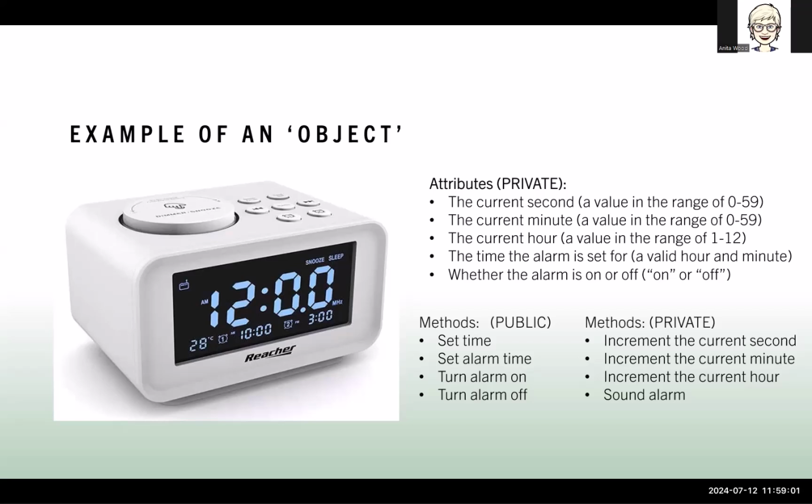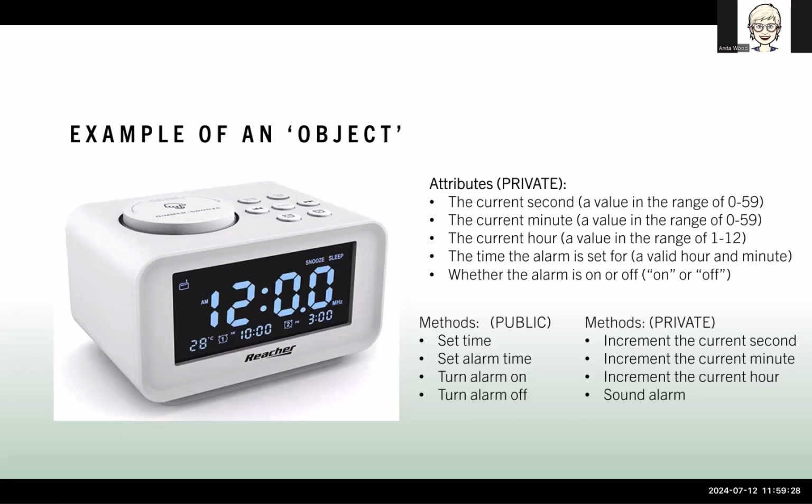You, the user of the alarm clock object, cannot directly manipulate these attributes because they're private. To change the attribute's value, you must use one of the object's methods. So here are some of the alarm clock object's methods. Set the time, set the alarm time, turn the alarm on or off. Each method manipulates one or more of the attributes.